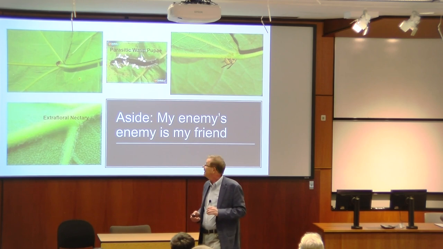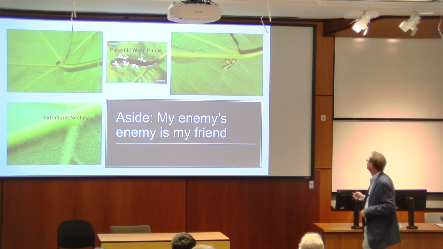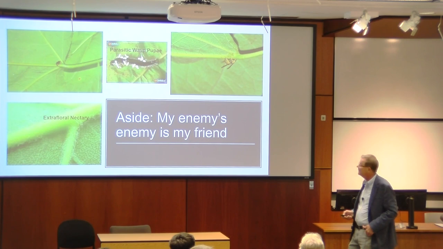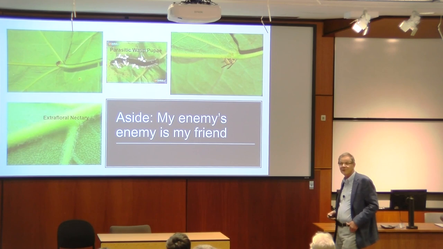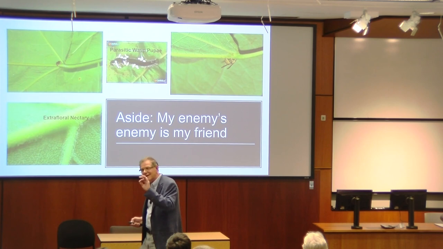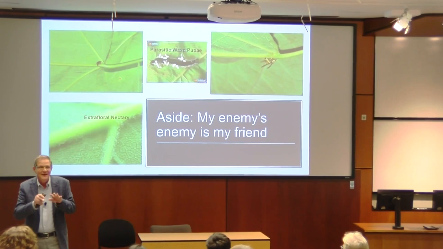Also, the extra floral nectaries are visited by predaceous insects that haul off first and second instar larvae. And the extra floral nectaries are visited by a variety of parasitoids. This particular one, a Pantophis congregatus, lays its eggs inside of the larvae. The eggs hatch, and they eat out the inside of the larvae.